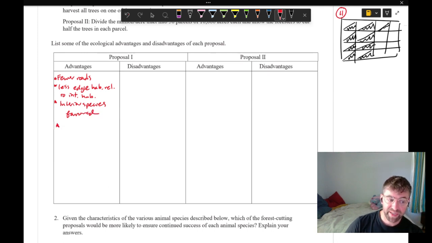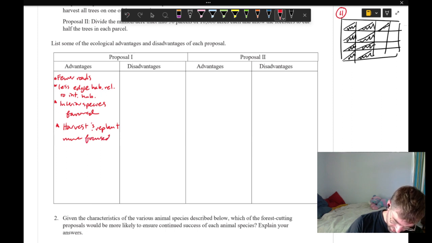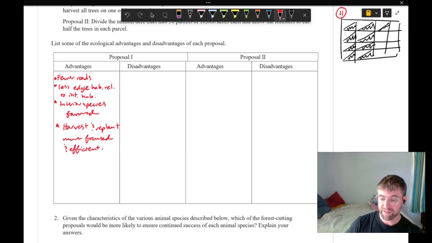And finally, harvesting and replanting would be more focused and therefore could occur more efficiently with less disturbance to the other 500,000 acres. So harvest and replant, more focused and efficient. So the big advantages are that, what was it, 500,000 acres remains largely unmolested. It's going to stay pretty much the same way that it was, perhaps with some caveats.